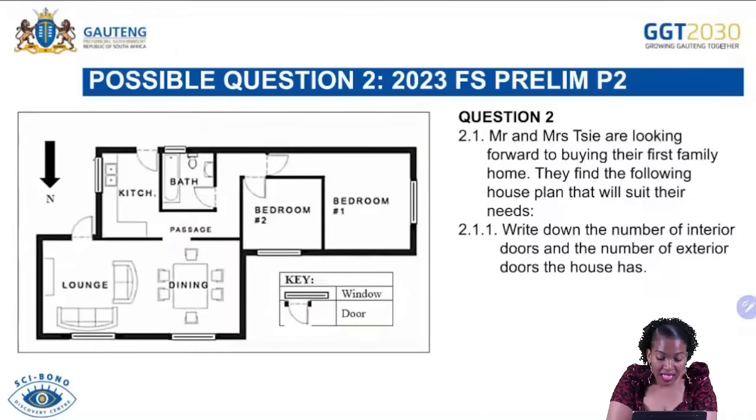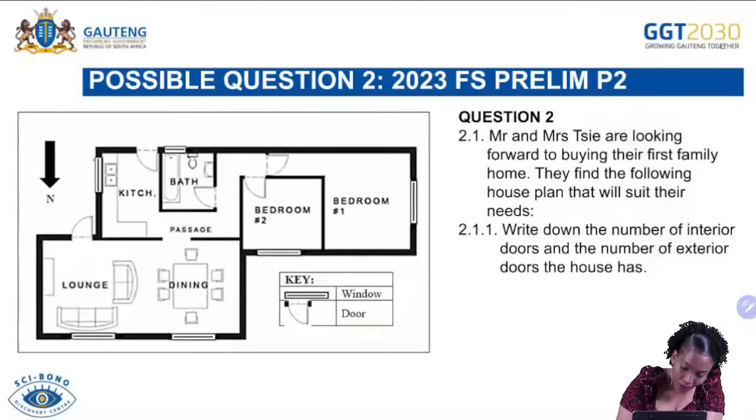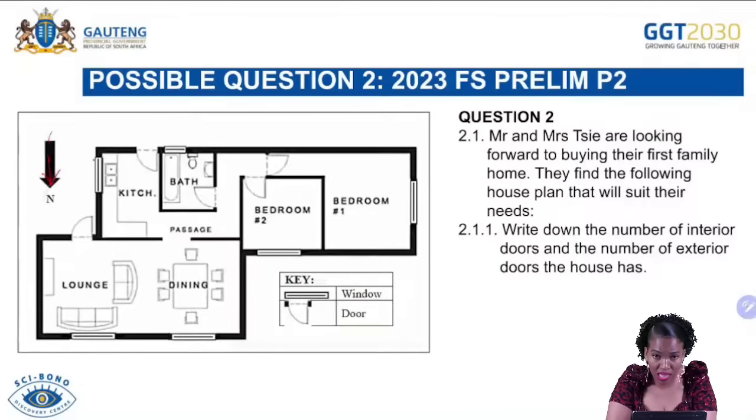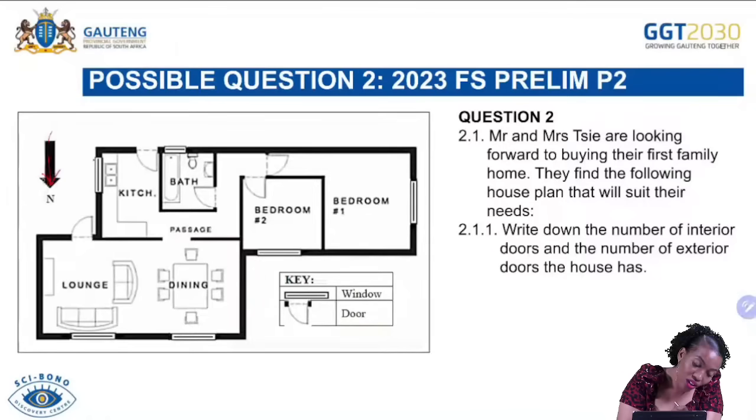Question 2, these are the exact questions that we can expect under question 2. Mr. and Mrs. Sear are looking forward to buying their first family home. They find the following house plan that will suit their needs. So here is a house plan, and with this particular house plan, you can see that the compass direction is pointing down and they're saying this is north. You don't say that, this is a mistake, north must face up. No. If they say this is north, then this is the north that you will be working with.